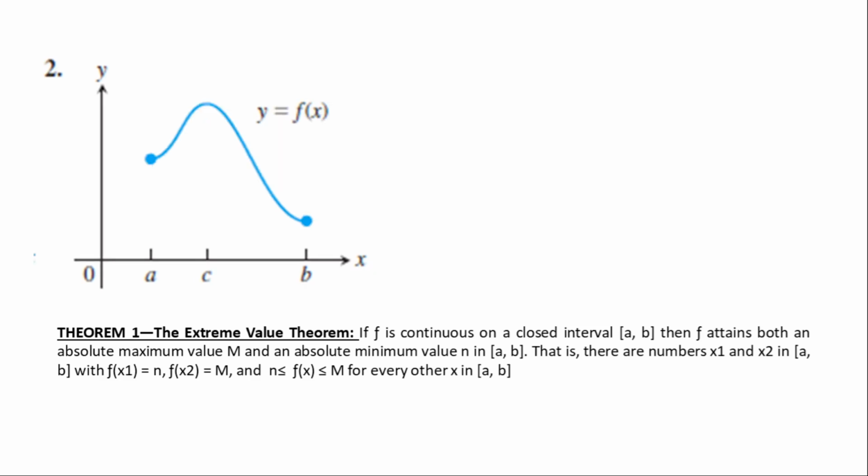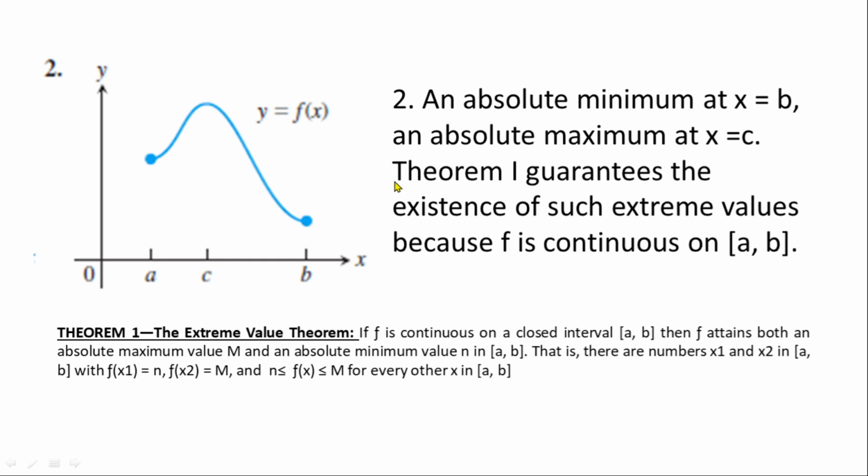Next, let us see another example. Here, this function is also a continuous function and the interval is closed. So, we can say there is an absolute maximum and also an absolute minimum. From the given function, we can say that there is an absolute minimum at B and an absolute maximum at C. Theorem 1 guarantees the existence of such extreme values because f is continuous on the closed interval a to b.